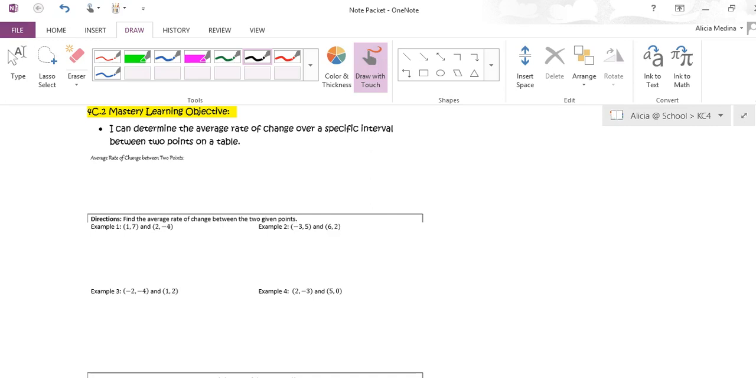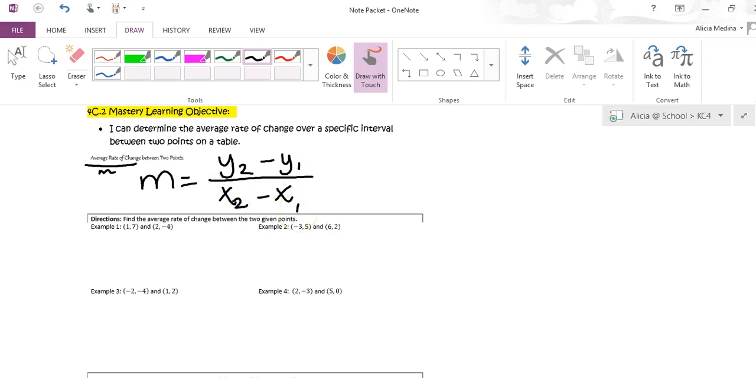But here, when we are not given a graph where we can easily count rise over run, we're going to use the average rate of change, which is just the slope formula. So our average rate of change is our m. So m is going to equal y2 minus y1 all over x2 minus x1.